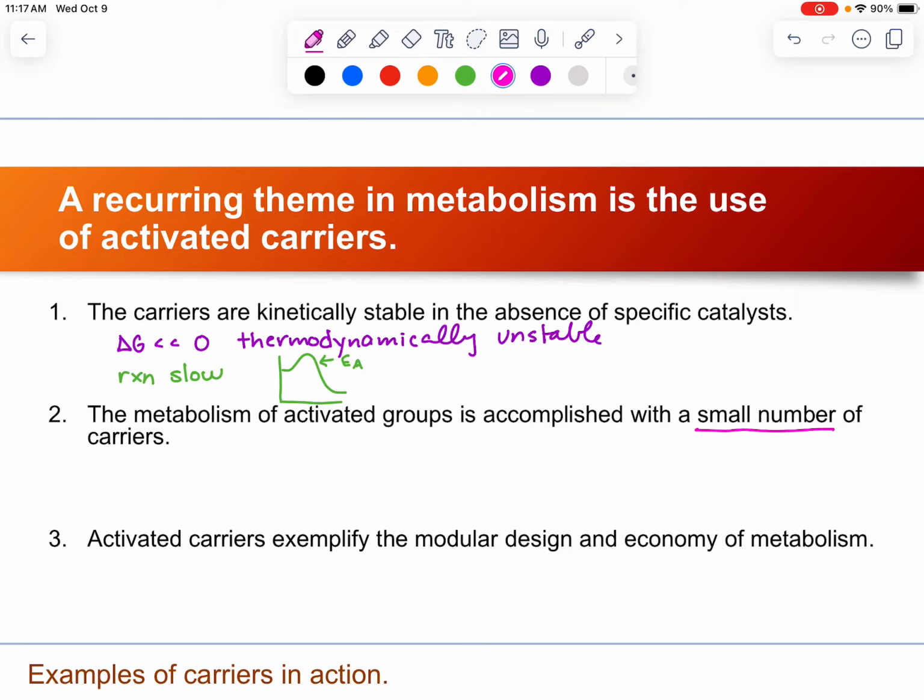And then another key point is what we're going to call this modular design and economy of metabolism. The fact that there are the same carriers across multiple species, different cells in the organism, supports this idea of the evolution of biochemistry, that these same things we see over and over again.